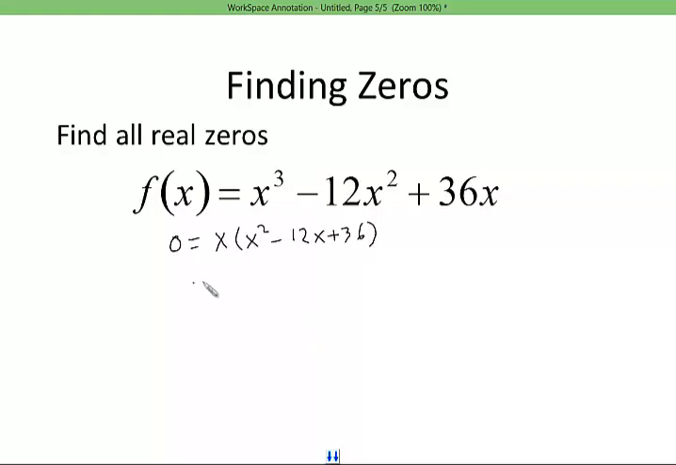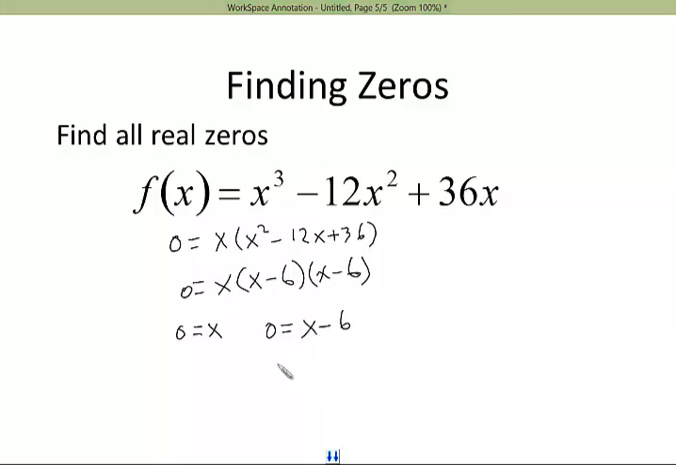And I believe this is going to be x times x minus 6, and then minus 6 again. That's how I'm going to get a 12 and 36. So now I split this up into 3 pieces. Oh, these two are the same, so I'm not going to do that one twice. I'm going to just do that one once.